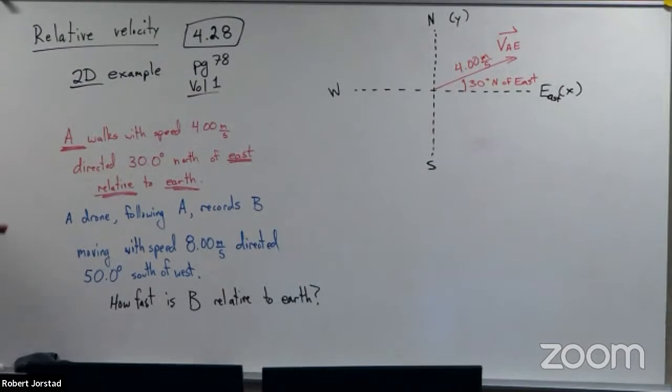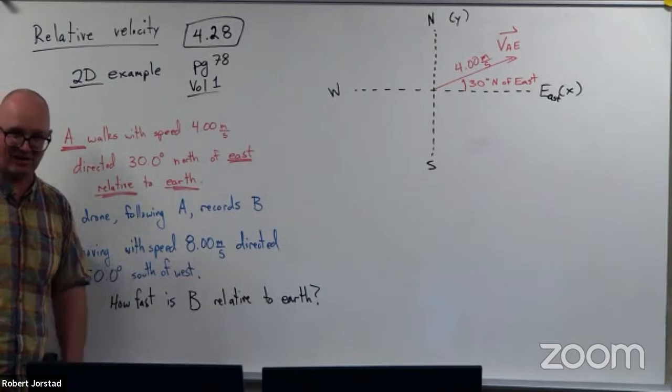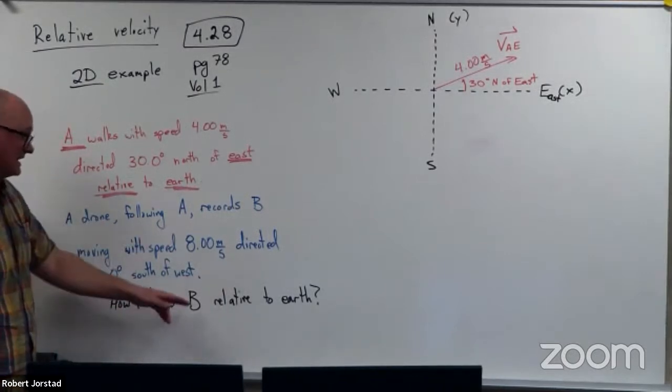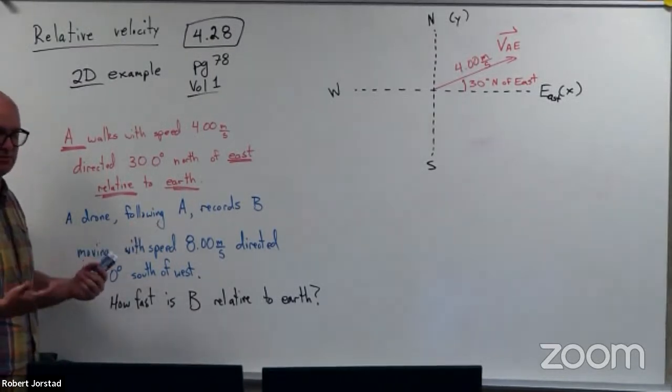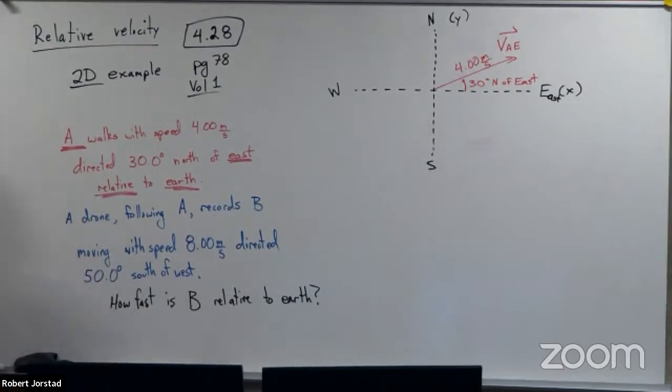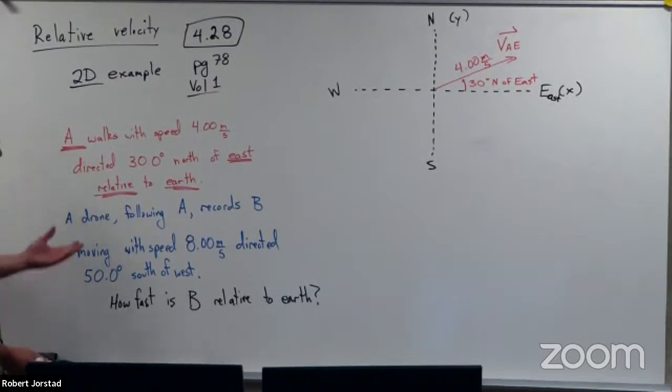Fine, let's see what I got here. I have a drone following A, records B moving with this speed directed, oh my goodness. So what did I give you here? Well, if we read the next line, I hope you can tell I'm looking for B relative to Earth. That's a pretty big sign that I didn't give you B relative to Earth. And that's what I was deliberately being sneaky. Up till now, this blue vector has been the velocity of B relative to Earth. But you're supposed to read every time. And what happens is sometimes I'll mix things up on you. And this case is one I did.